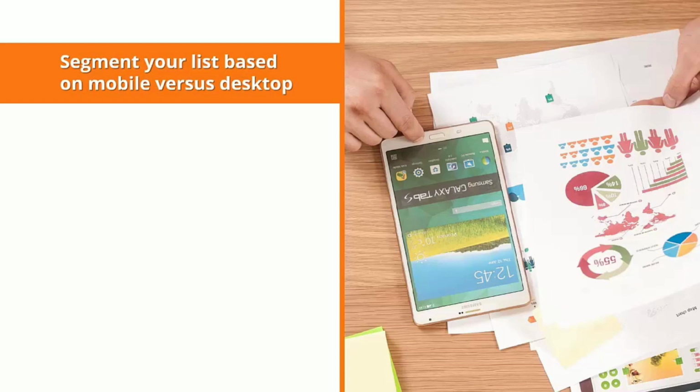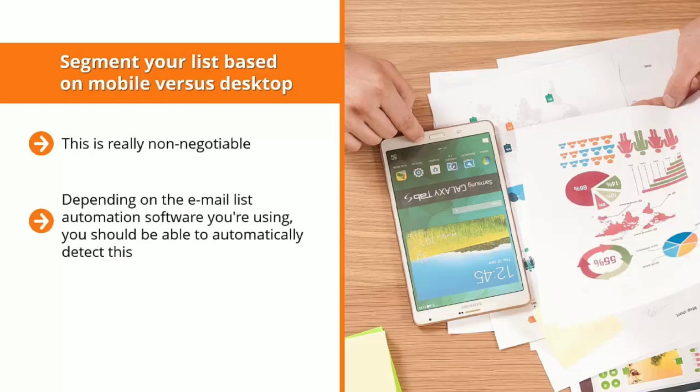Segment your list based on mobile versus desktop. This is really non-negotiable. Over 60% of internet users view the internet through a mobile device. The problem is that these devices have different screen sizes. Make sure your mailing list segments your list buyers based on their screen preference. Depending on the email list automation software you're using, you should be able to automatically detect this. Regardless, your squeeze page must be mobile ready.